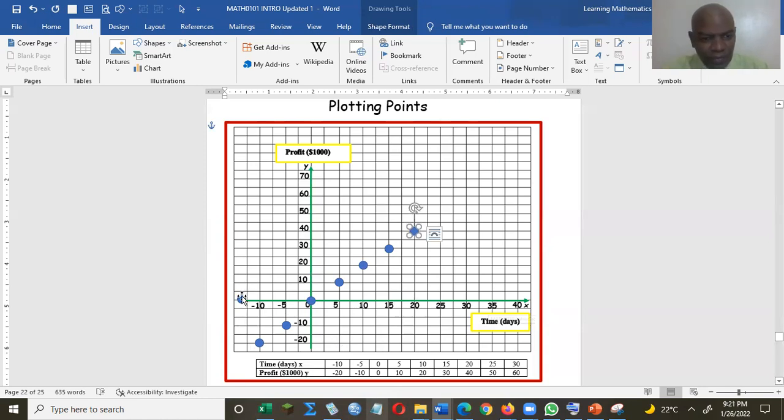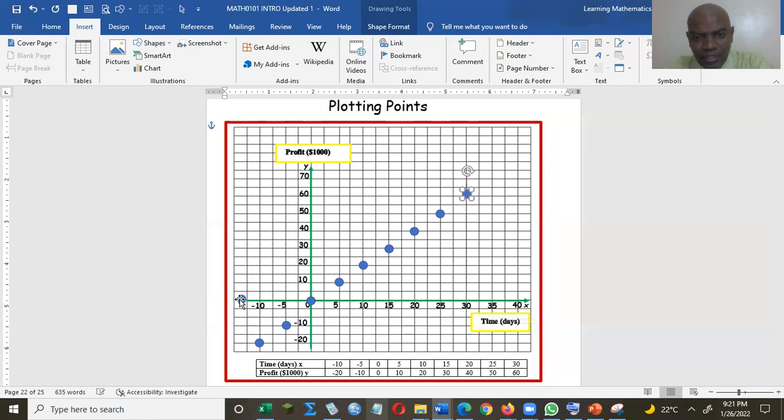25, 50. Yes, 25, 50. So we look for 25 on the x, and we go up to look for 50 on the y-axis. Yes, right. And here now is 30, 60. That's the last point to plot. So we look for 30 days after break even, and we go upwards to go for 60.